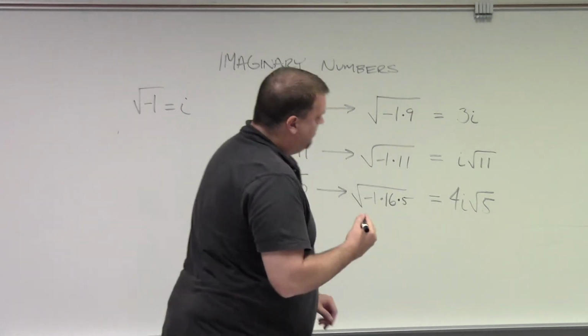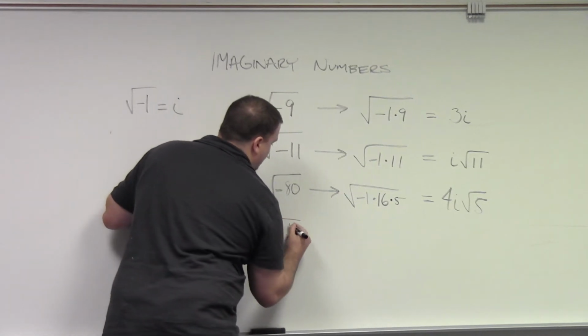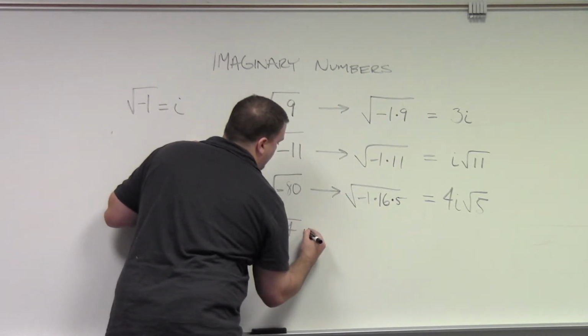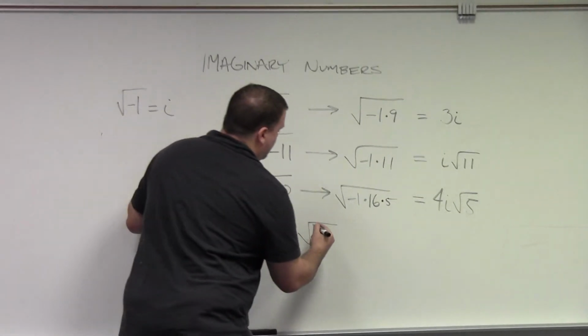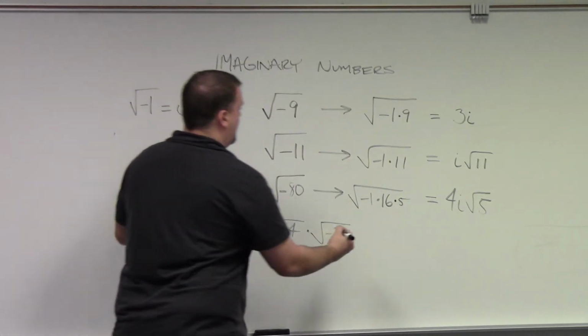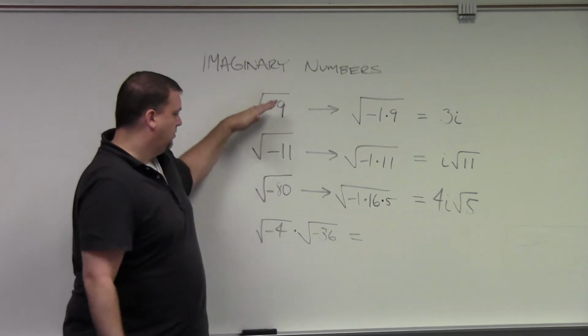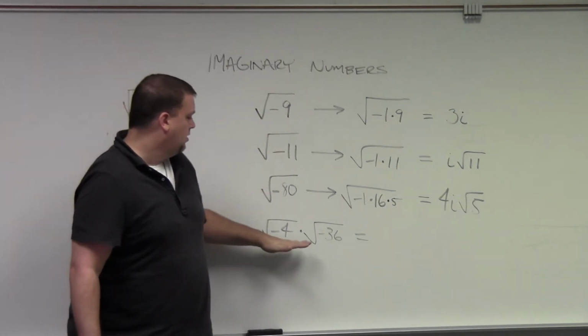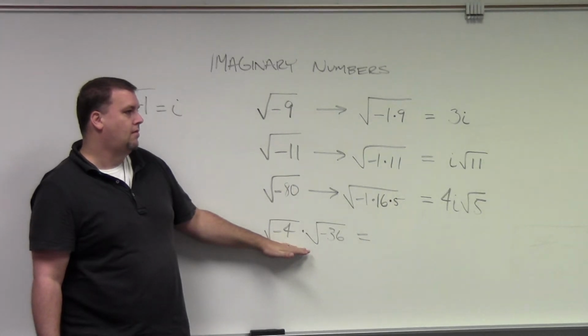The next one there, let's say we have two radicals. One is the square root of -4, and we're multiplying it times the square root of -36. So we've kind of simplified some of these radicals here. What's the square root of -4? What would that be? 2 times -1.